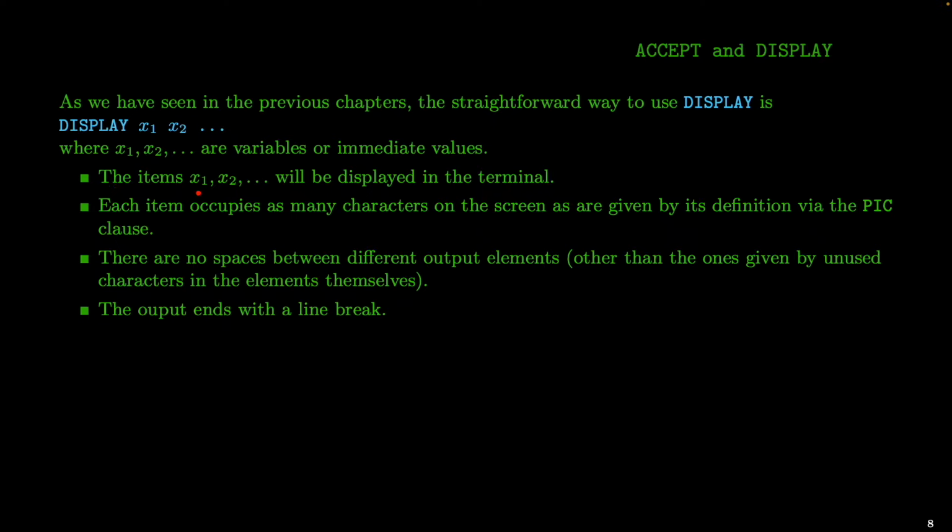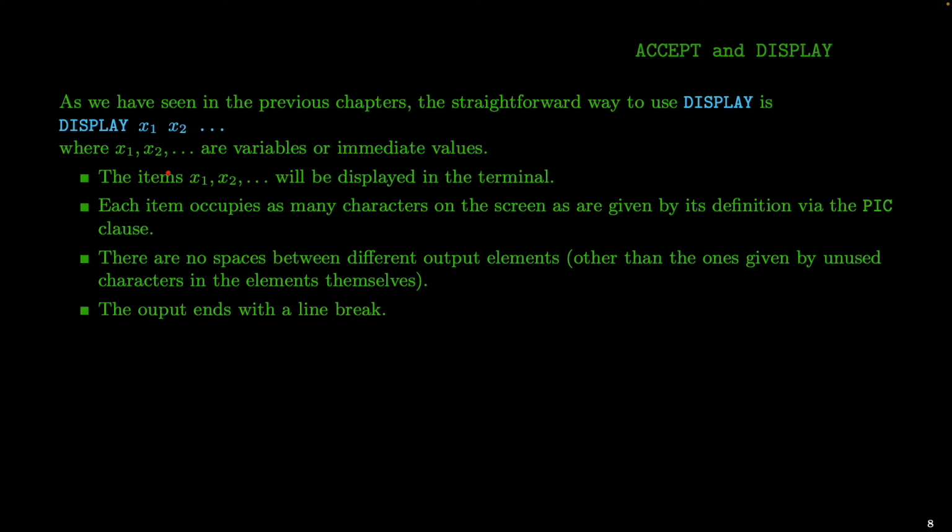These items will be displayed in the terminal window. So we run our program from the command line and it will simply appear in the terminal on the command line or just below it. And each of these items displayed here occupies as many characters on the screen as you have defined it in the working storage section or in the data division.